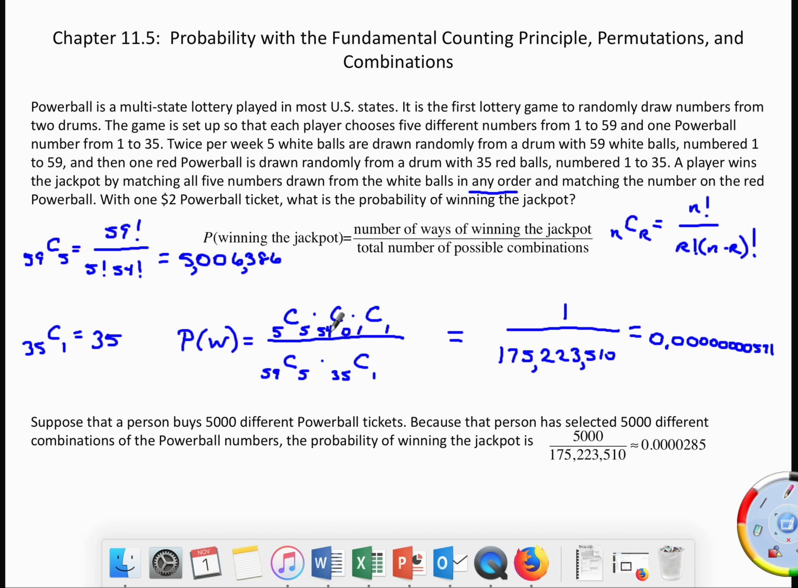Okay, so now here's my 59 balls, and I've chosen 5 of them. Okay, if there's 35 red balls, and 1 of them is the winning one, that means 34 of them are losing ones, and I'm going to choose 0 of them. Every one of these values, if you put it in your calculator, you'll realize they're 1. In other words, how many ways can you not choose the 54 balls? 1. If you don't get any of them, right? There's 1 way that can happen.